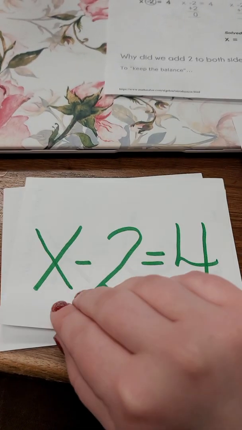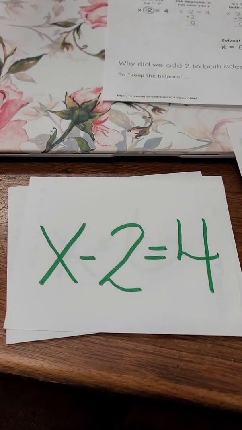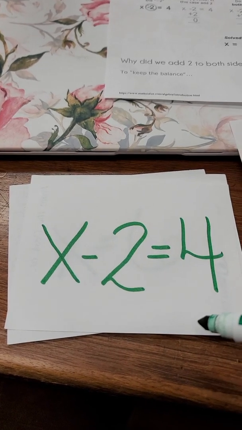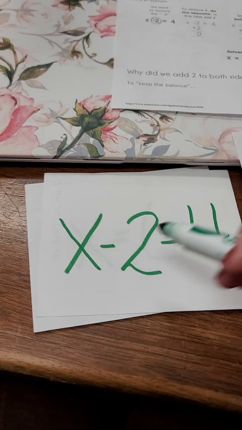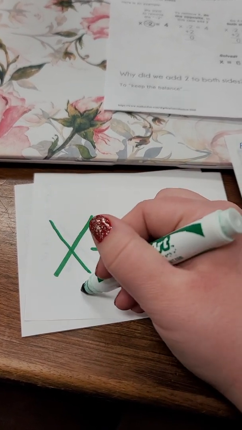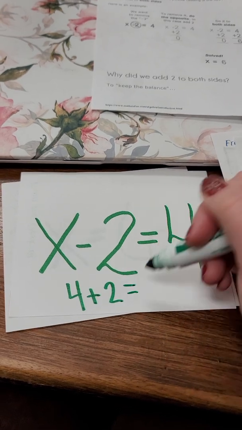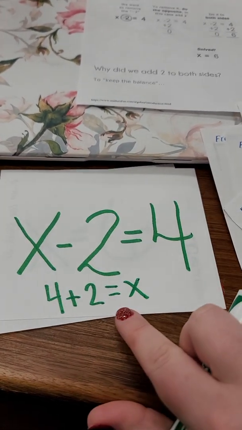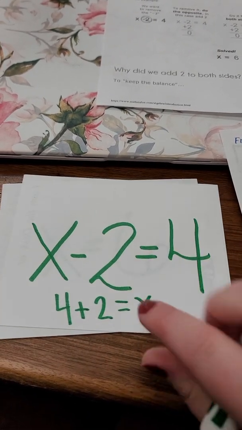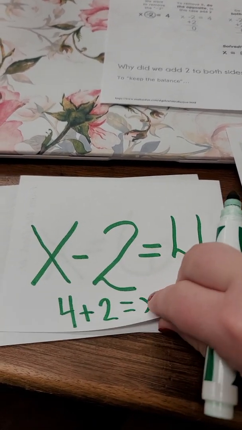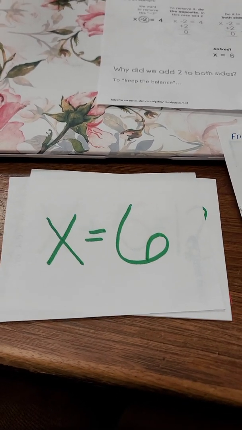So anytime that we subtract, we know that the opposite of subtraction is addition. So we could flip this around and say 4 plus 2 equals X. So what that means is if you add 4 and 2, you would get the answer to X is 6. All right.